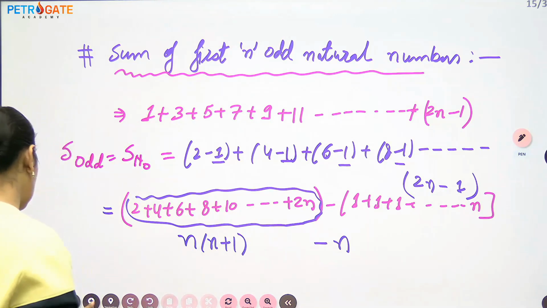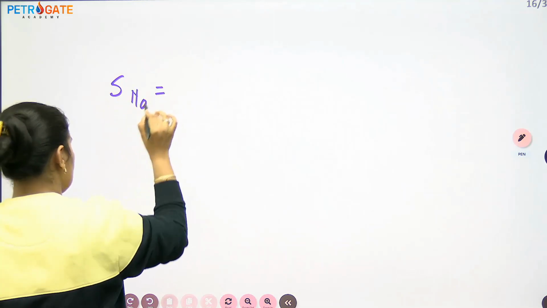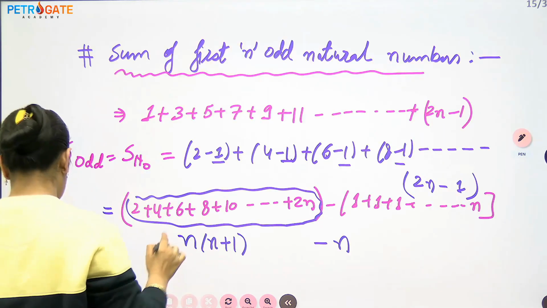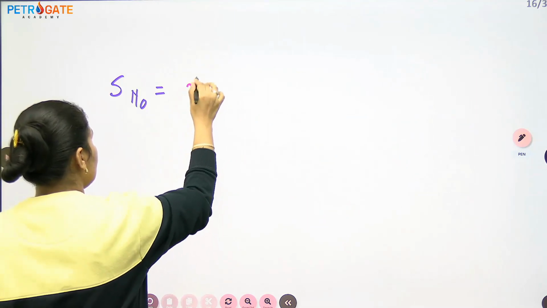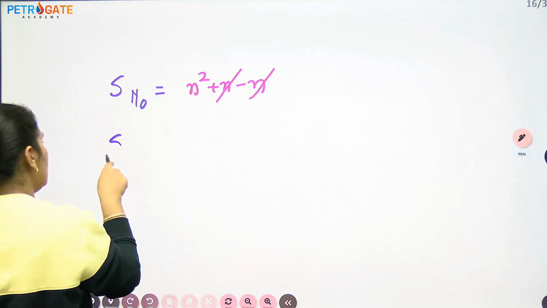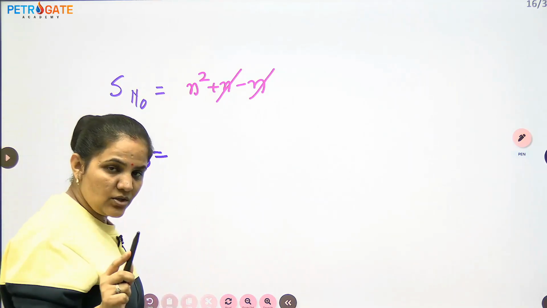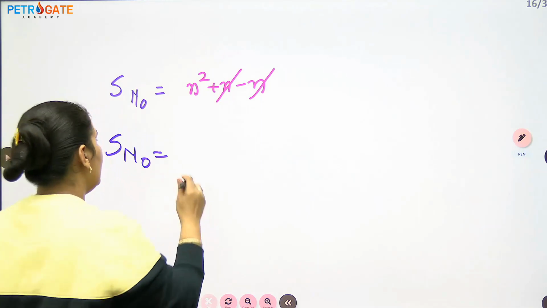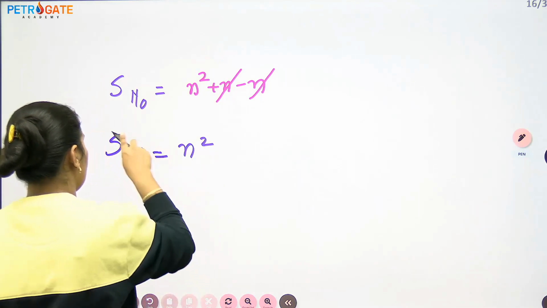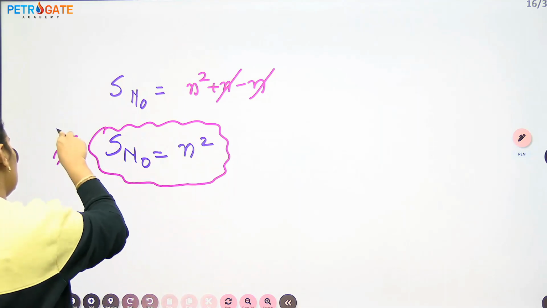So when we elaborate this one, it will be the sum of n odd numbers, it will be n plus 1. So it will be n square plus n minus n. N and n will be cancelled out. My dear students, you will get the sum of n natural odd numbers will be n square only. Is it clear? It will be n square only.